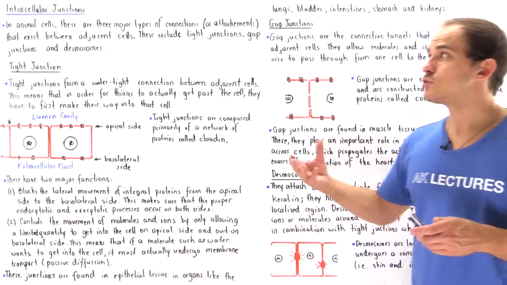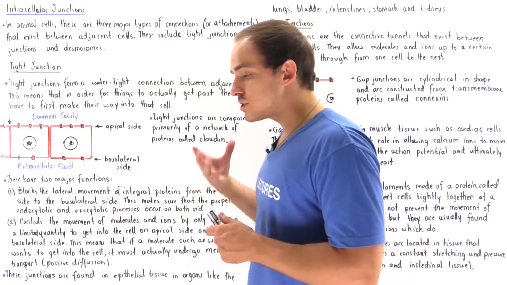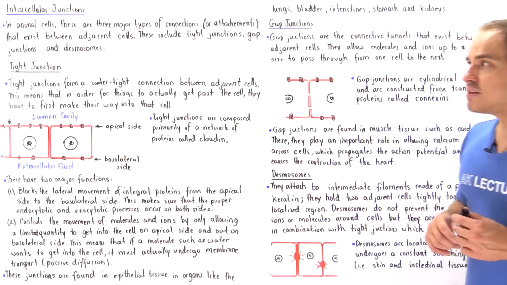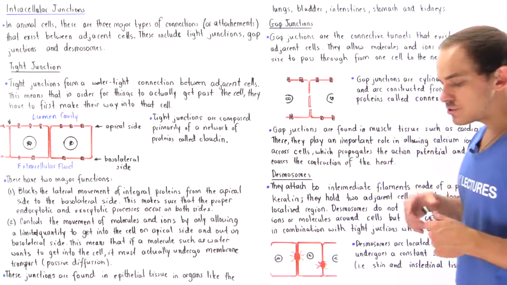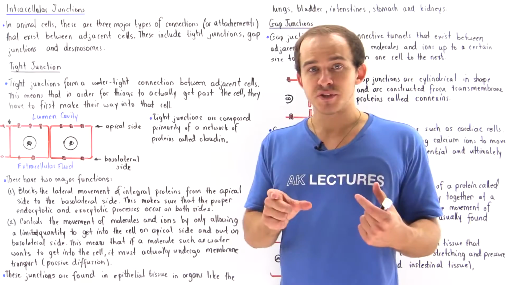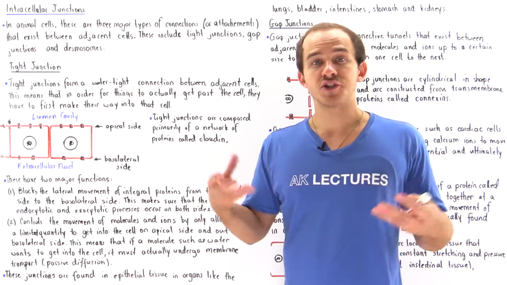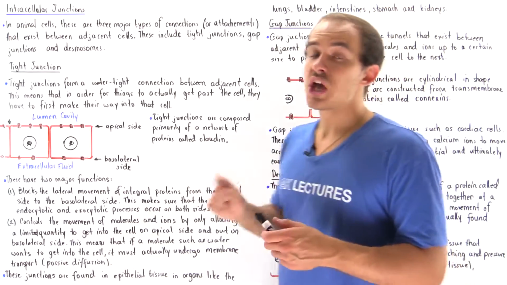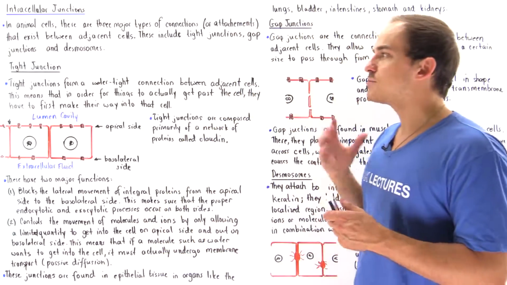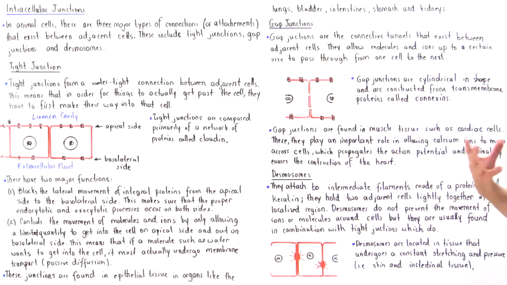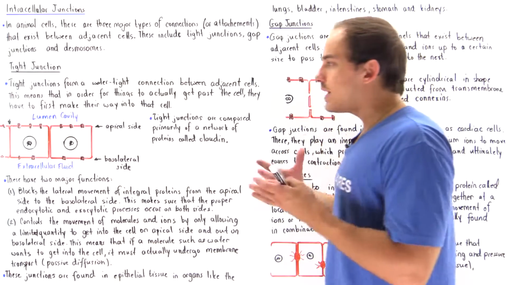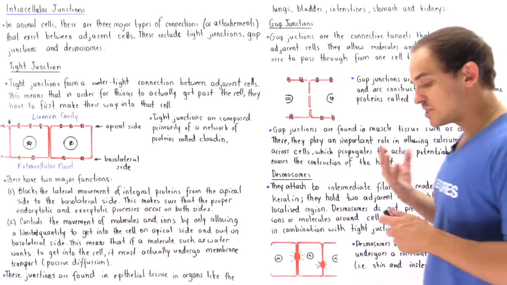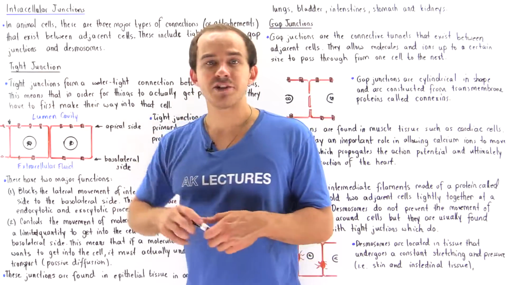We're going to discuss intercellular junctions or intercellular connections, also known as cell junctions. So in animal cells, there are three major types of connections or attachments. Basically, there are three major ways by which cells can connect to one another, and these include tight junctions, gap junctions, as well as desmosomes. So let's discuss what each one actually looks like, what it is composed of, and what the function of each type of junction is. And let's begin by examining the tight junction.